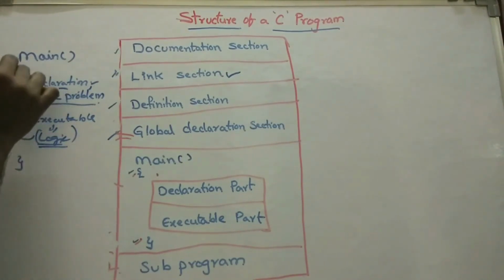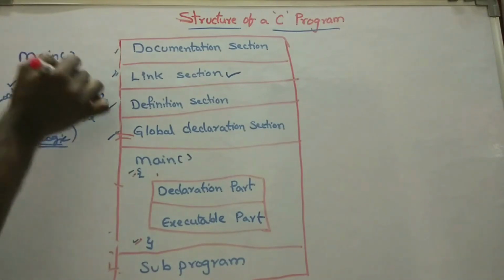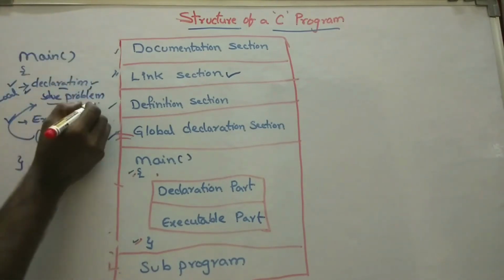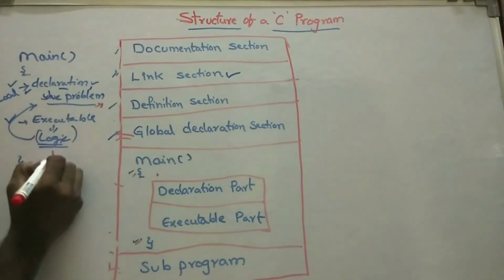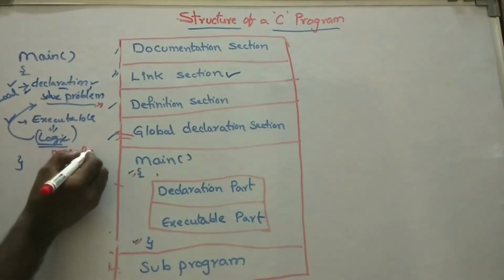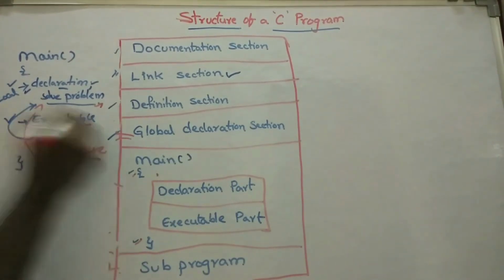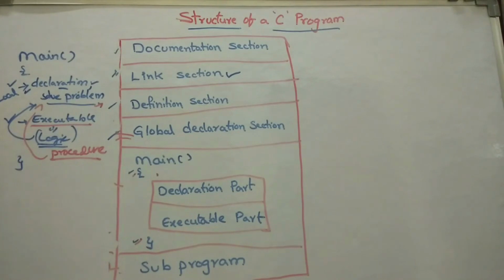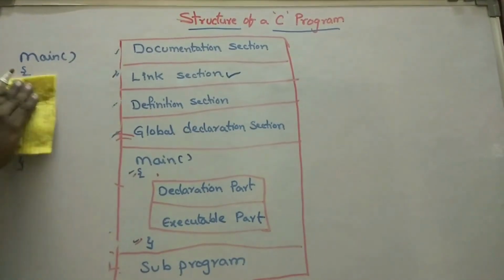That means the main method consists of two parts. One is the declaration, another one is the executable part. What is the need of the declaration part? In the declaration part we declare the variables which are necessary to solve your problem. That's all. Now in the executable part you write the procedure, or the logic of how we can solve the problem. Suppose I will give one example. Suppose I want to find the addition of two numbers, right?